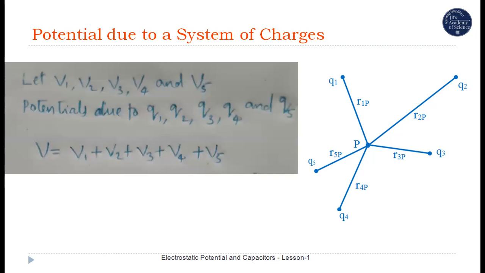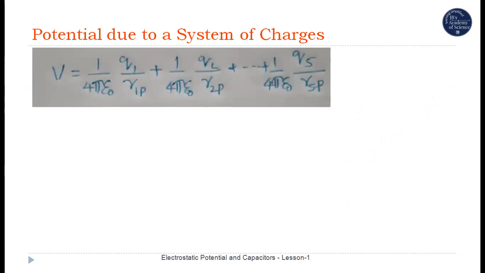Now, let V1, V2, V3, V4 and V5 be the potentials due to the charges Q1, Q2, Q3, Q4 and Q5. Then, potential being a scalar quantity, the net potential is just the algebraic sum of the individual potentials. So, V is equal to V1 plus V2 plus V3 plus V4 plus V5. That is 1 by 4 pi epsilon 0 Q1 by R1P plus 1 by 4 pi epsilon 0 Q2 divided by R2P plus etc. 1 by 4 pi epsilon 0 Q5 divided by R5P.